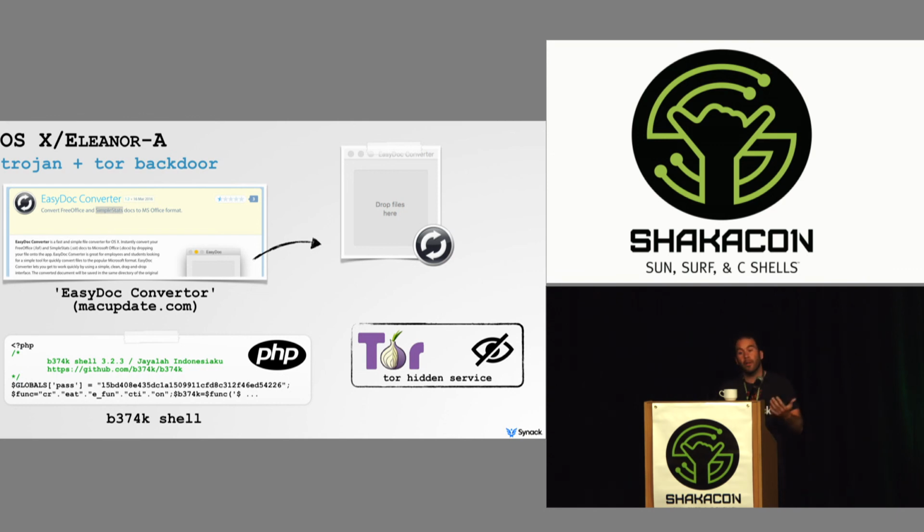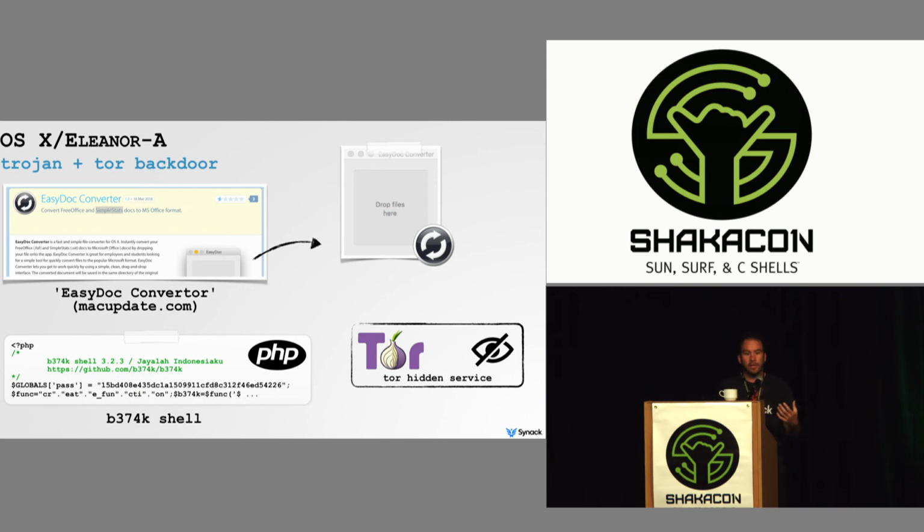As I mentioned, they then uploaded it to macupdate.com. Macupdate.com didn't scan the file and allowed it to be listed and hosted on the site. So then any user that went to look for an image conversion utility and downloaded EasyDoc Converter, when they ran it, they would inadvertently have infected themselves with Eleanore. So kind of an interesting attack or infection vector.